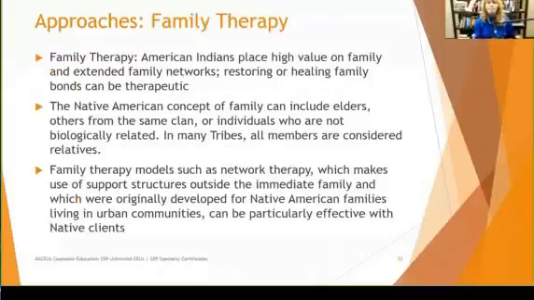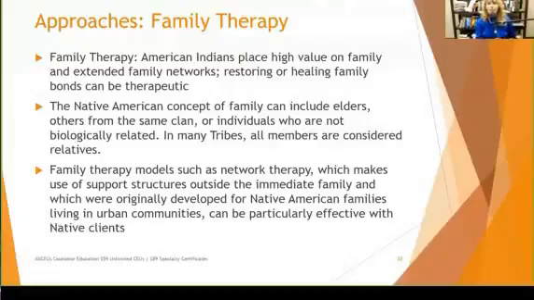American Indians place a high value on family and extended family networks, so restoring or healing family bonds can be very therapeutic. Whereas the person may be feeling a whole bunch of stress and there's strife in the family, if you can heal these family bonds, that weight may be lifted off the person.